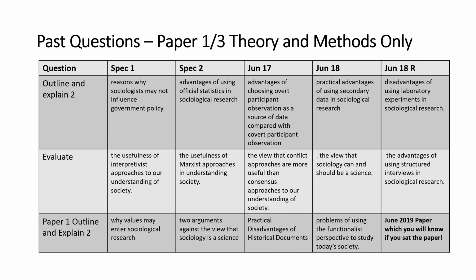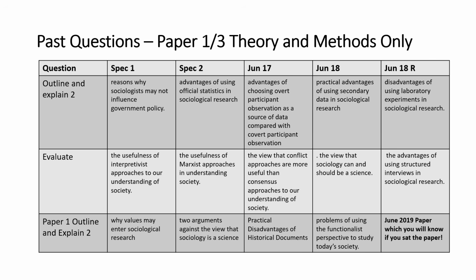Evaluate the usefulness of Marxist approaches in understanding society. A couple of schools of thought on how people might tackle this. Some people would say, right, what you've got to do is apply what Marxists think about education, family, religion, media, and crime. Others will say you need to talk about the different branches of Marxism, so things like structural Marxism, humanistic Marxism, neo-Marxism. Either way, I think we'll get you marks on that one.